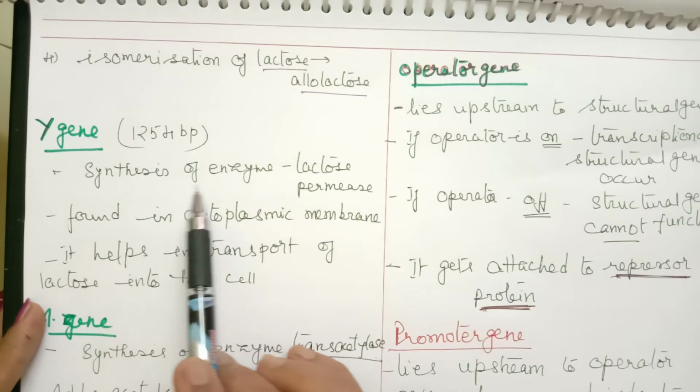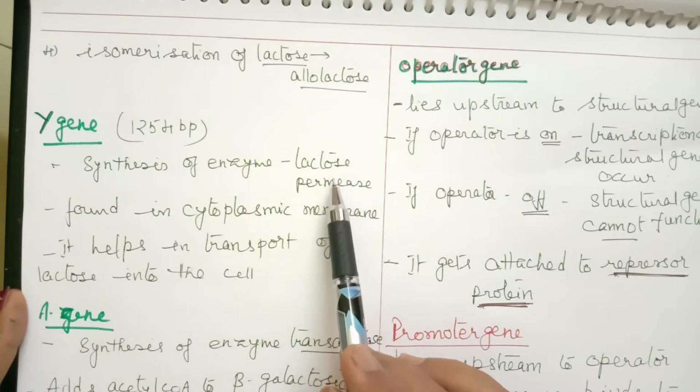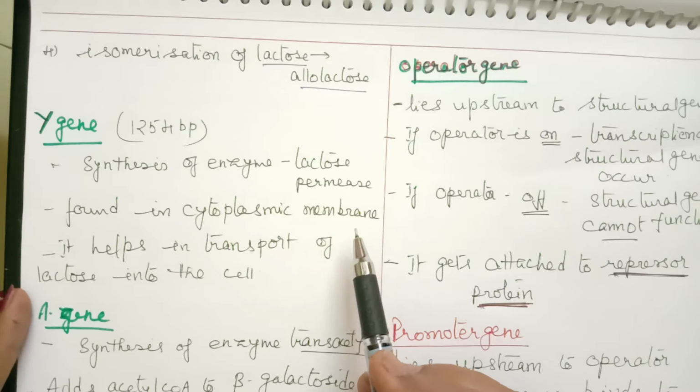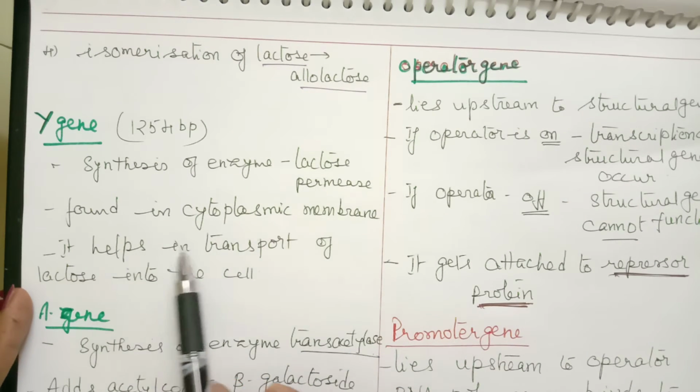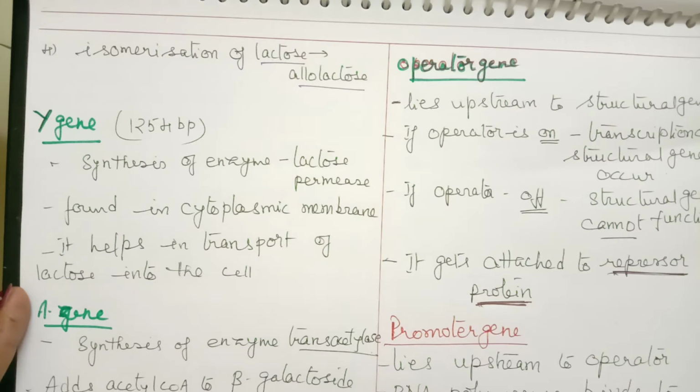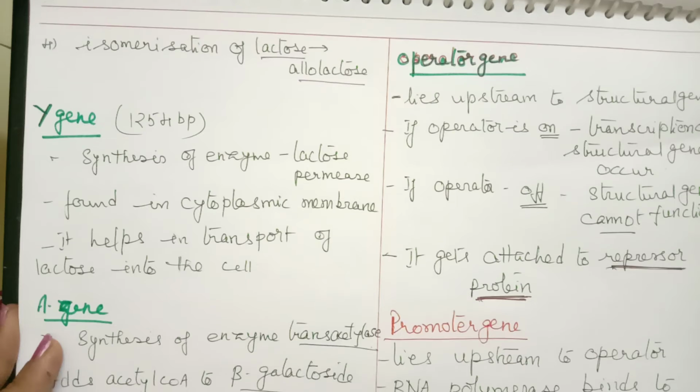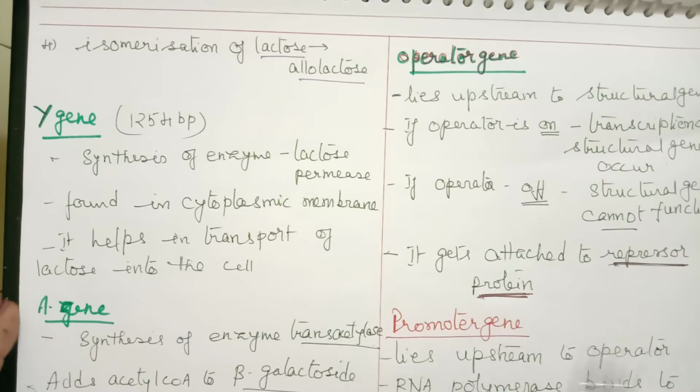This is involved in synthesis of an enzyme called lactose permease, which is found in the cytoplasmic membrane, and it helps in transport of lactose into the cell. So it allows lactose into the cell. That's why it is named as permease enzyme, lactose permease.